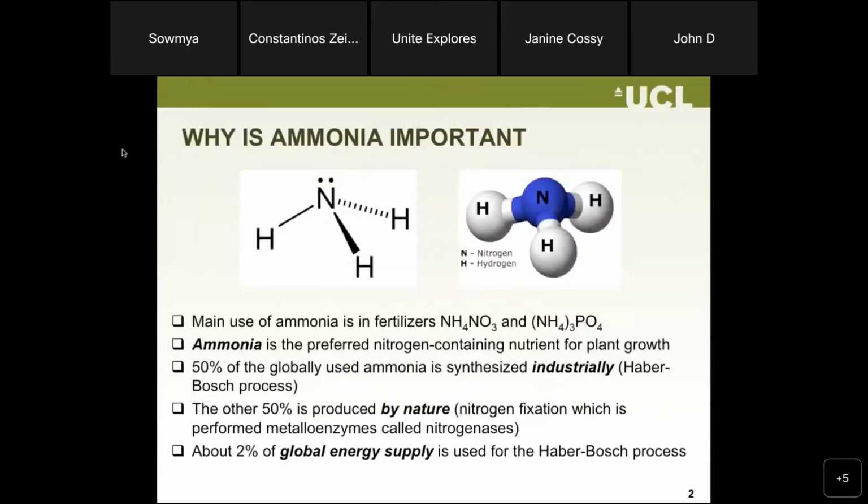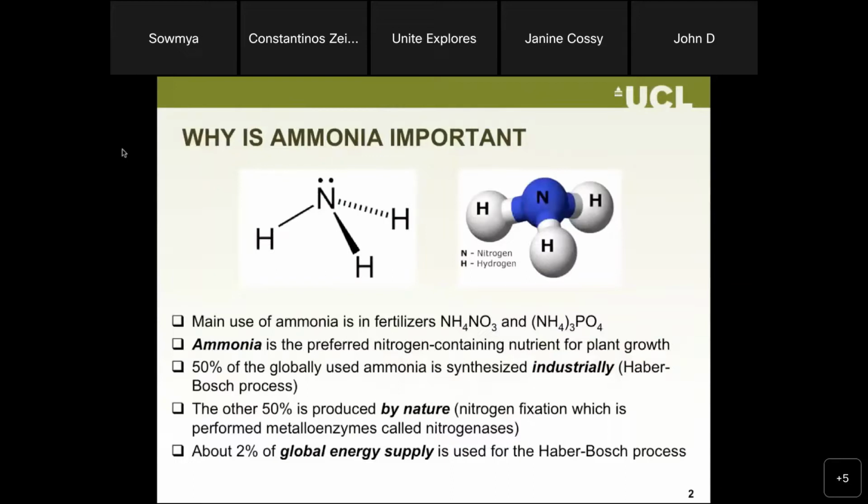So, just a few things about ammonia. Ammonia is used in fertilizers. As you know, it's used in the form of ammonium nitrates or ammonium phosphates. And it is the preferred nitrogen-containing nutrient for plant growth. So plants use ammonia to grow.